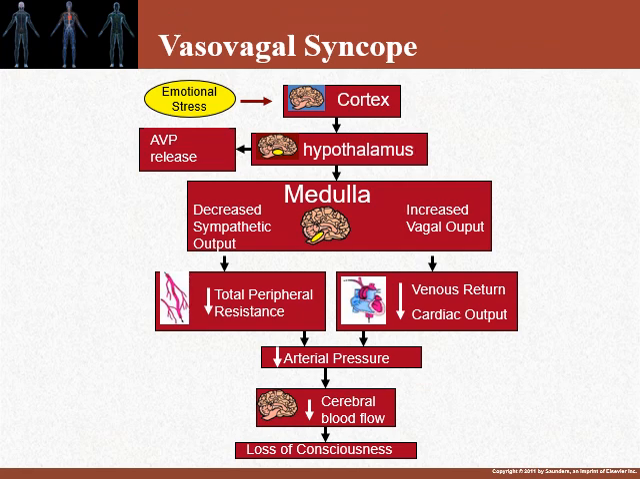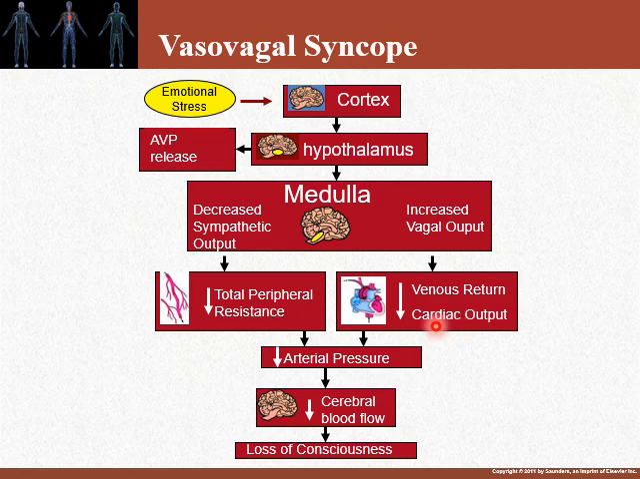An example of how higher brain centers can influence the vasomotor function is that in some people, strong emotional stress can stimulate some areas in the cerebral cortex, which send impulses into the hypothalamus and the medulla. And that will result in a decrease in the sympathetic nervous stimulation, as well as an increase in the vagal or parasympathetic stimulation. This strong parasympathetic stimulus, as well as the reduction of sympathetic output, will result in a reduction of the total peripheral resistance and a reduction in venous return and cardiac output.